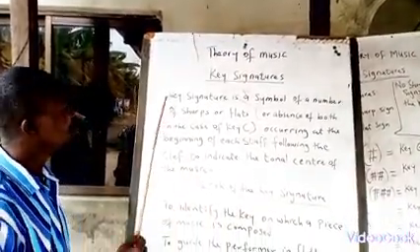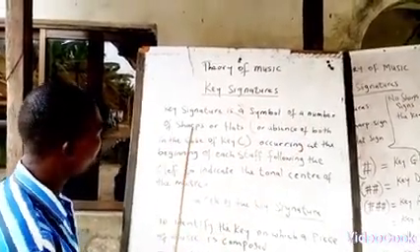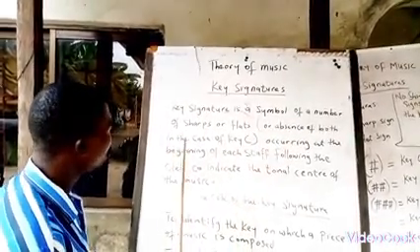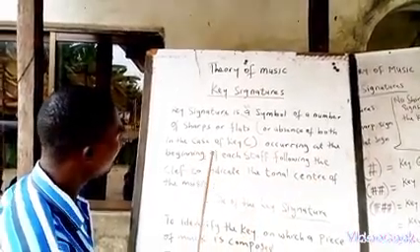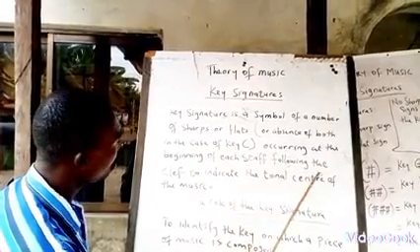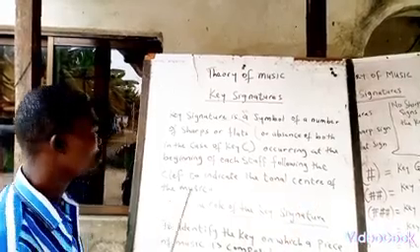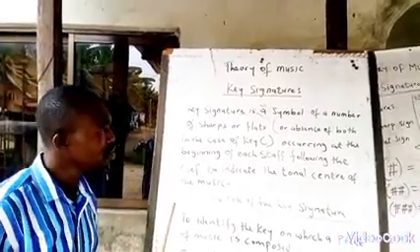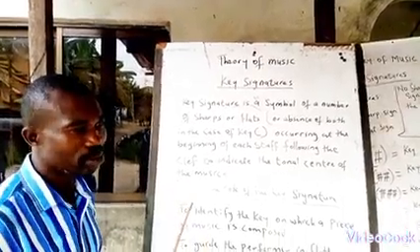I repeat again, a key signature is a symbol of a number of sharps or flats, or absence of both in the case of key C, occurring at the beginning of each staff, following the clef to indicate the tonal center of the music. So the key signatures we are talking about are symbols of a number of sharps or flats.